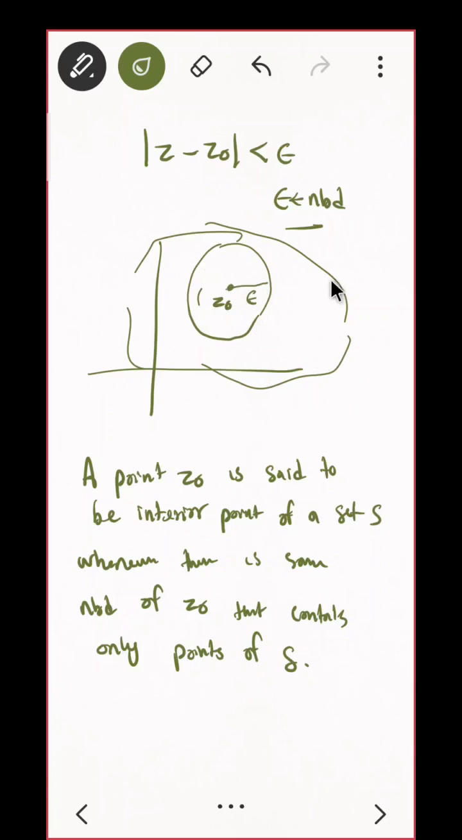So if I take this point, can I say this is a neighborhood? Can I say this is an interior point? No, because if I take any neighborhood, that is any open ball, I will have some point which is outside of the S, correct? Read the definition. A point Z0 is said to be interior point of a set S whenever there is some neighborhood of Z0 that contains only points of S, correct?